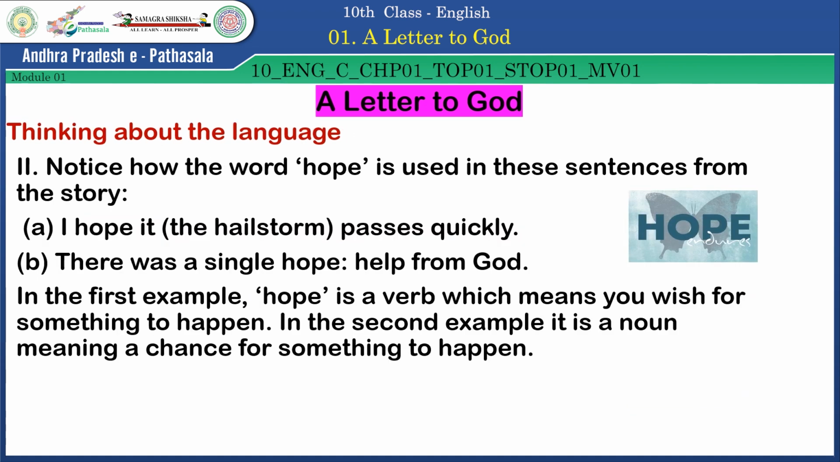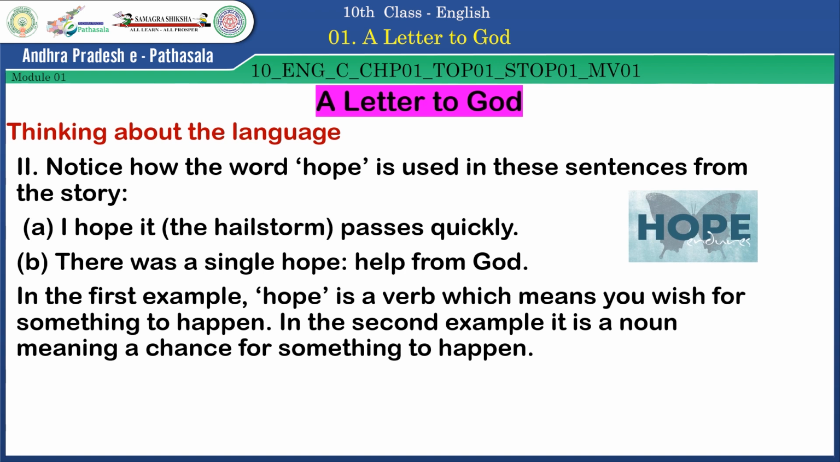Thinking about the language. Notice how the word hope is used in these sentences from the story. First sentence, I hope it passes quickly. It means here the hailstorm. Okay? Second sentence, there was a single hope, help from God.